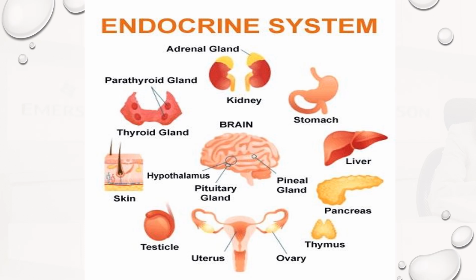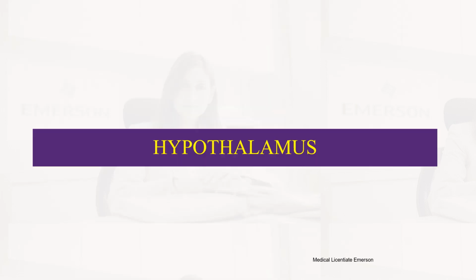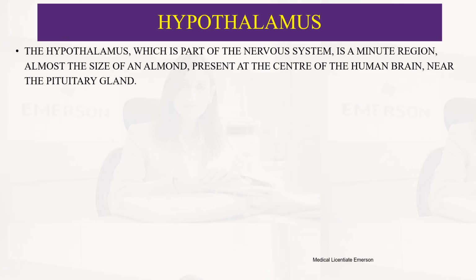Okay, so we have gone through the hormonal control mechanisms. We may now look at the anatomy and physiology of the endocrine system, as in the glands, in detail. Number one, we are starting with the hypothalamus. The hypothalamus, which is part of the nervous system, is a minute region almost the size of an almond, present at the center of the human brain near the pituitary gland.